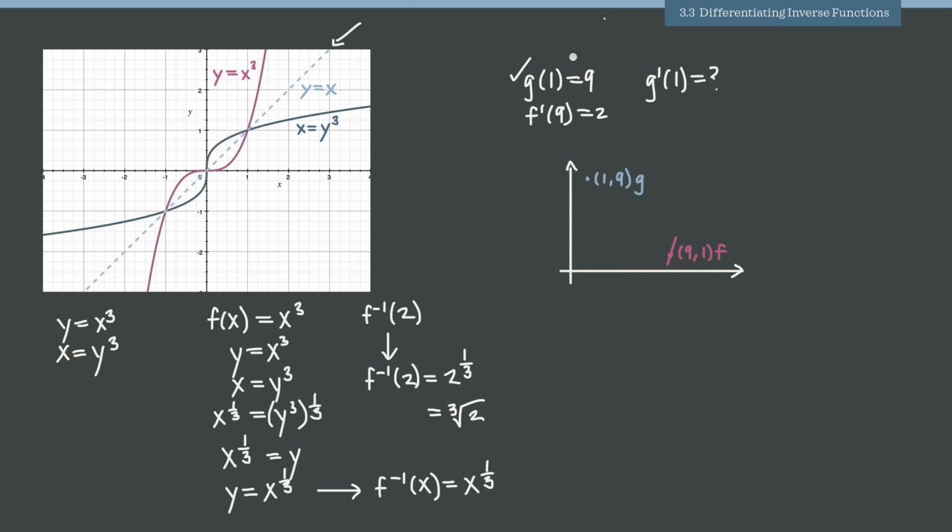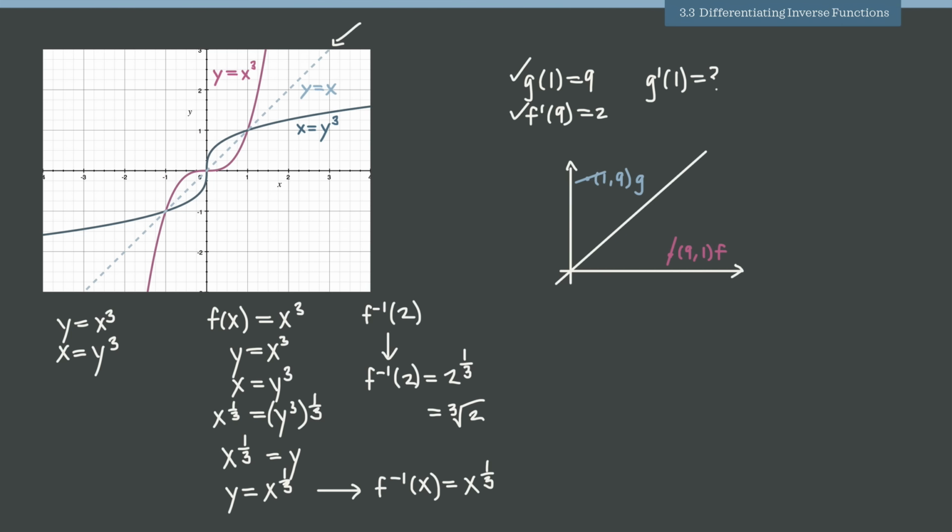Now we know that if these functions are inverses of one another, then the slopes at these points also have to be inverses. And we can kind of picture what that looks like. Here at 1, 9, the slope would look something roughly like this, because remember, we have reflections of the curve over the line y equals x. If we call that the line y equals x, we have to have symmetry over this line. So that's roughly what the slope should look like.